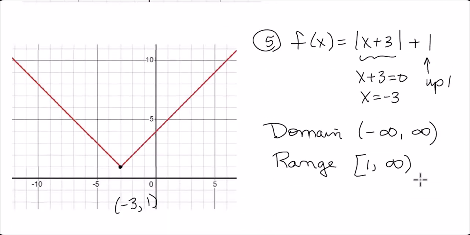Question 5, we see the basic shape is a V, which is absolute value. The plus 1 on the end means it goes up by 1. Stuff on the inside is a left or right. Set it equal to 0, and we get x equals minus 3. Domain is everything, always for absolute value. Range, well, how low it gets is now 1, so it goes 1 and up forever.